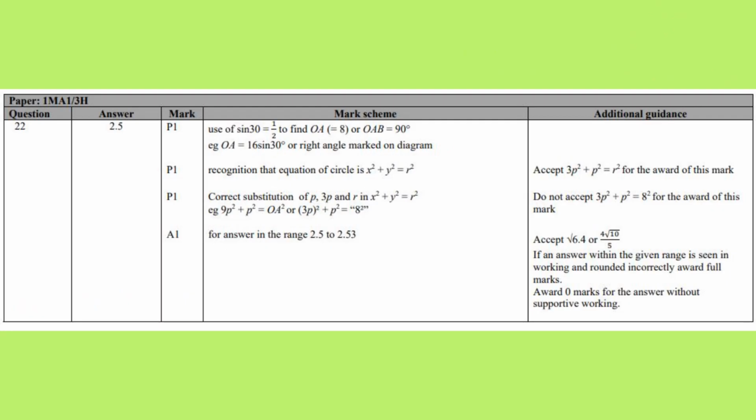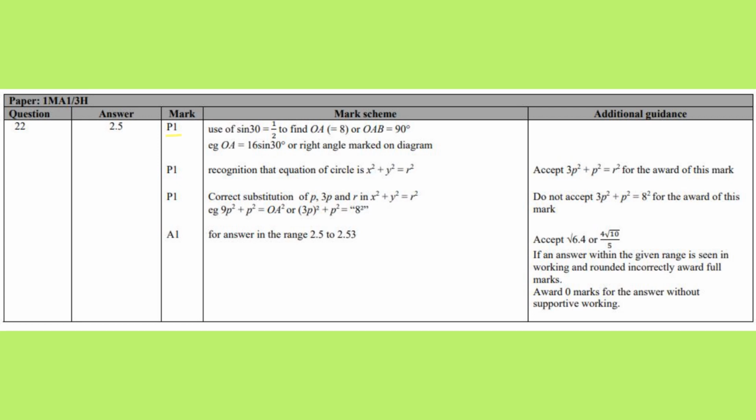Where am I getting my marks? Let's have a look here. So my first mark here is for using the trigonometry. So some kind of use of the trigonometry, whether that is saying that sine 30 is a half, to then find that OA is 8, that side that we're looking for, the radius. Or some sort of stating of 16 times sine 30. Okay, that use of the trigonometry is getting me 1 mark.